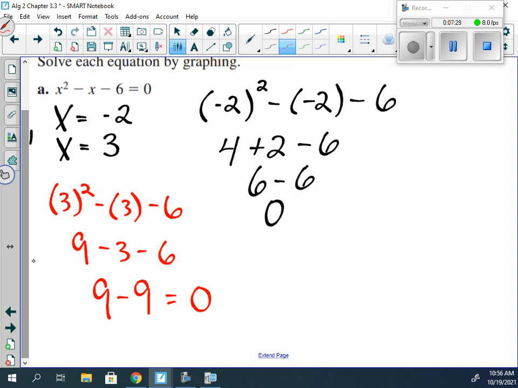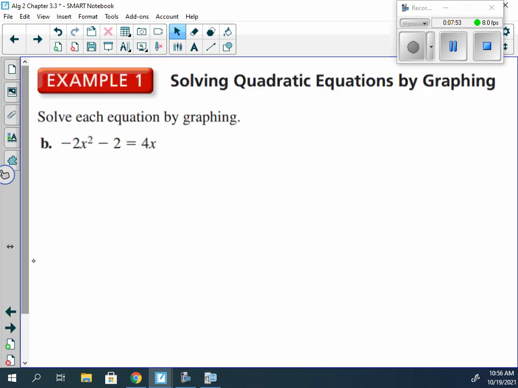So the solutions, or the roots, for the quadratic equation x squared minus x minus 6 equals 0 are -2 and 3, because those two values of x give us 0 for this function. Any other questions on this here? Okay. Let's look at the next one.